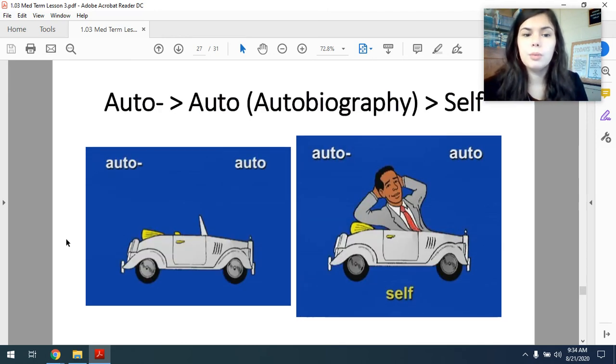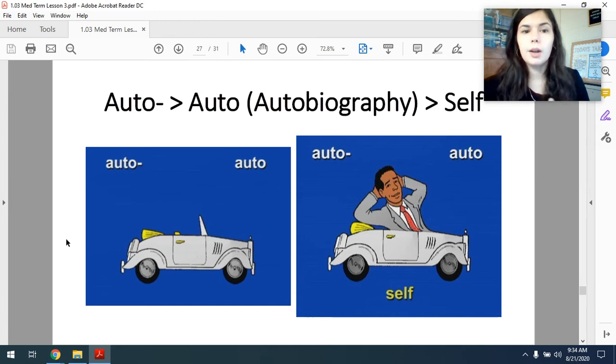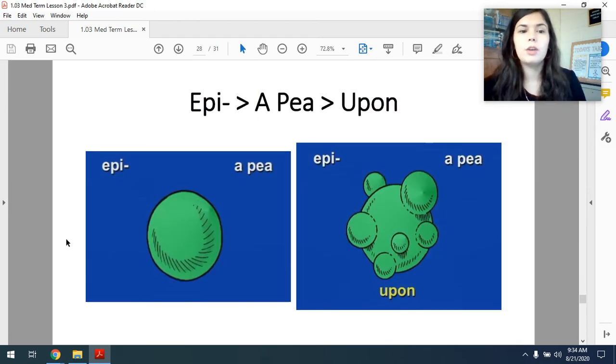Next, we have auto. And they have a picture of an automobile here, but I really think the easiest way for you to remember this is to think of an autobiography. Auto means that you wrote it yourself. So auto means self. Autobiography, self.